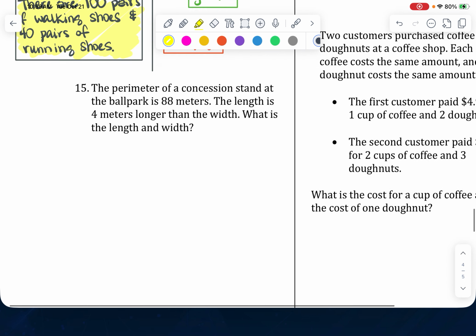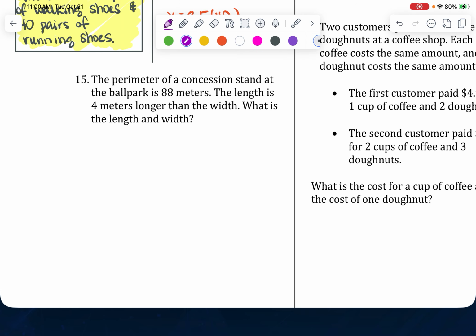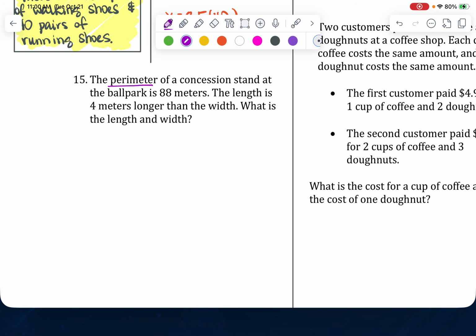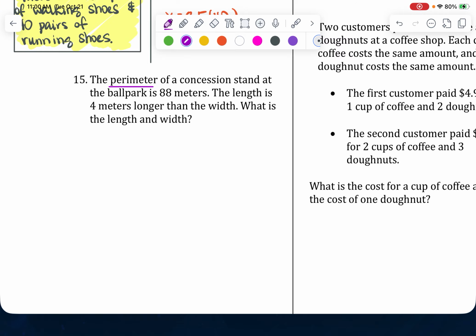All right, moving along. Here we go. The perimeter of a concession stand, it doesn't say this, but we are assuming the concession stand is a rectangle. Just so you know. The perimeter of a rectangular concession stand at the ballpark is 88 meters. The length is 4 meters longer than the width. What is the length and the width? All right, we've done quite a few of these in class.